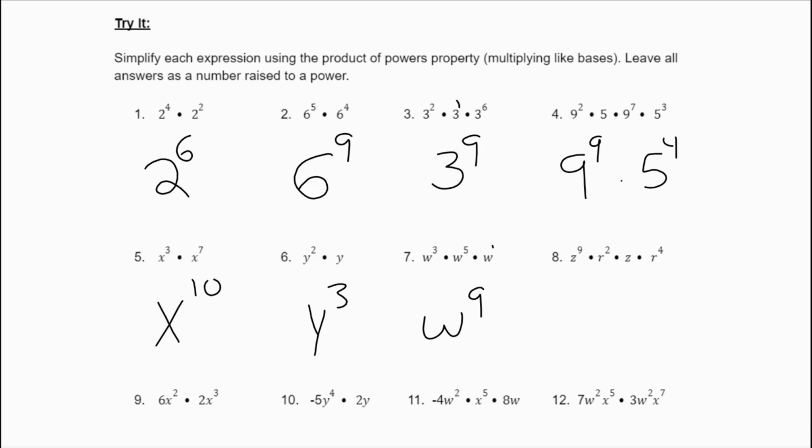z^9 times r squared times z times r to the fourth. Again, I would have z and r as my bases. So z^9 and z^1 would combine to z^10. R squared times r^4 would be r^6.